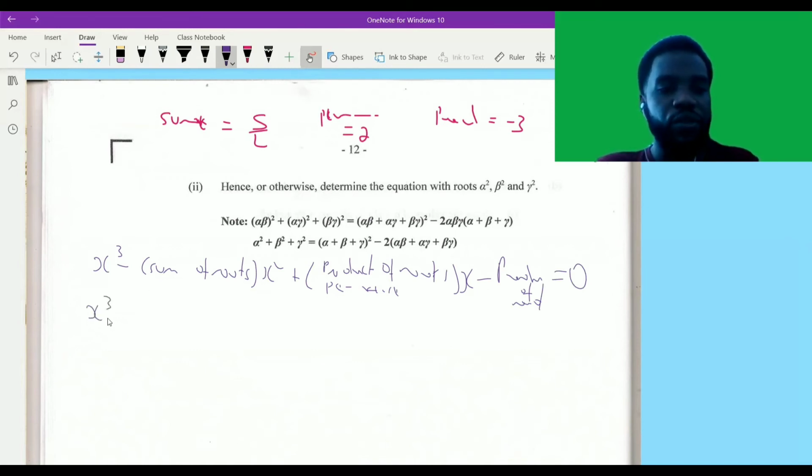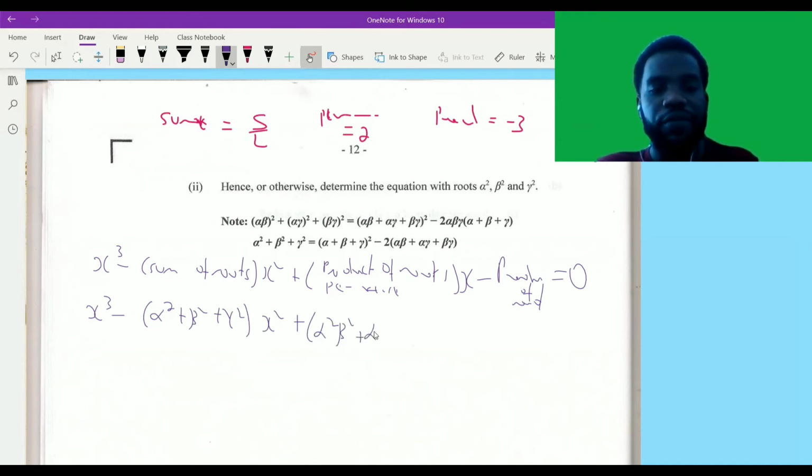So I'm going to have x cubed minus this. The roots here are alpha squared, beta squared, and gamma squared. So alpha squared plus beta squared plus gamma squared times x squared, plus the sum of product pairwise: alpha squared beta squared plus alpha squared gamma squared plus beta squared gamma squared times x. So you're multiplying them in pairs. Minus the product, so minus alpha squared beta squared gamma squared, equal to 0.